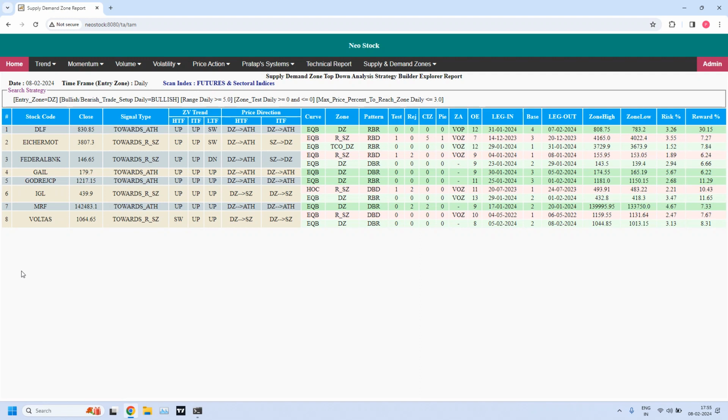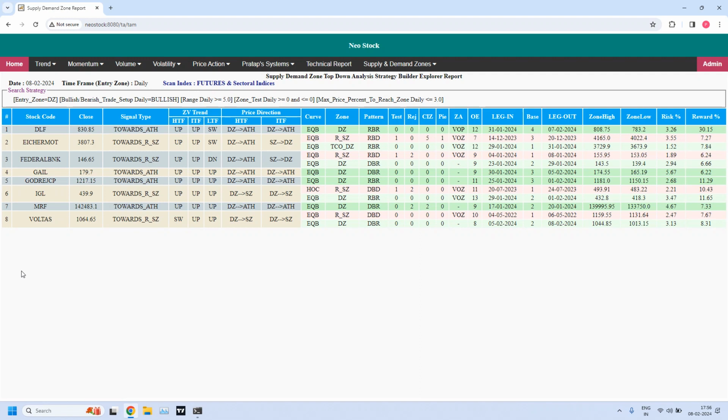Suppose the 15-minute zone is missing. Maybe there are higher chances that the zone will be violated. Or maybe the 5-minute zone is there. Inside daily we have a 75, inside 75 we have a 15 minutes, inside 15 minutes we have 5 minutes. But that 5 minutes, let us assume it is having 7 base candles. There are higher chances that the zone will be violated. That means the price structure is not good. So in such a situation, even though it is a bullish trade setup, we don't take the trade.